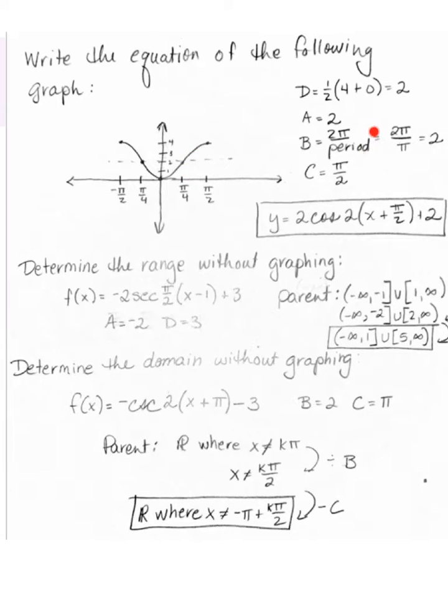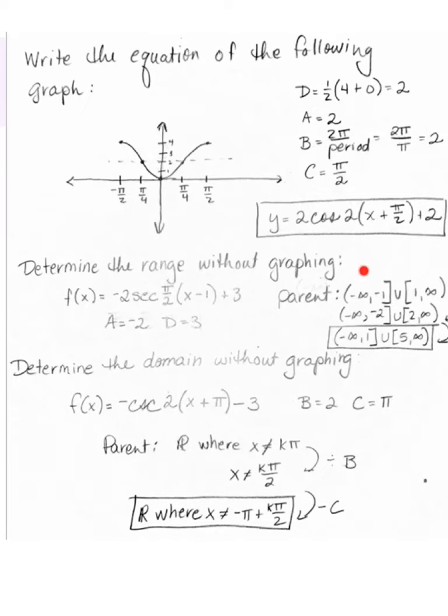B is 2 pi divided by the period. My period is pi over 2 minus a negative pi over 2, so that's pi. So 2 pi over pi is 2. And you can see cosine starts up in amplitude, so it has been shifted to the left, pi over 2. So that makes a positive C value. So when you write out your equation, it should look like that.